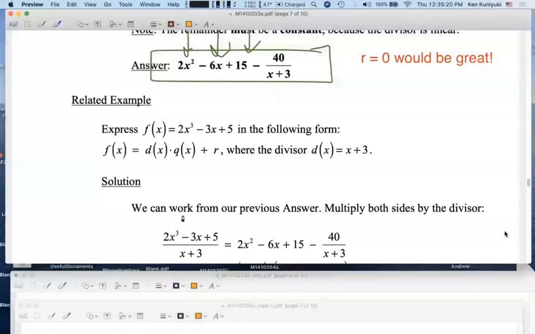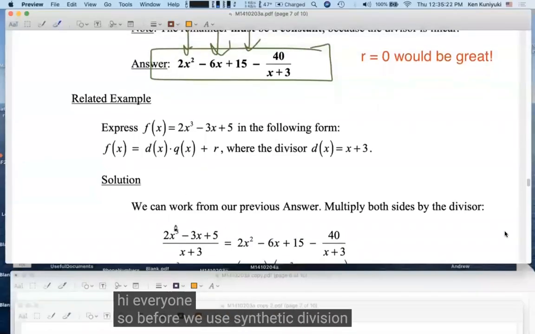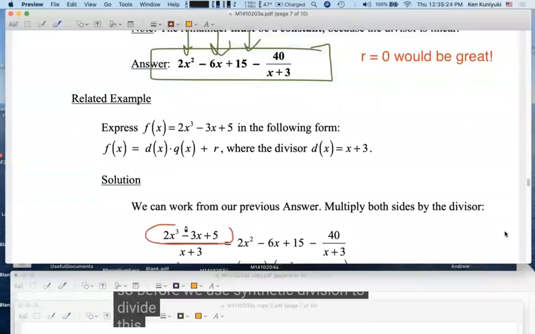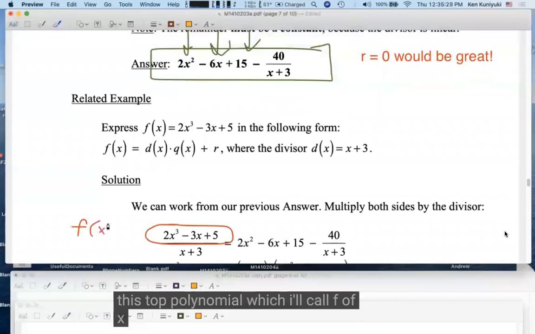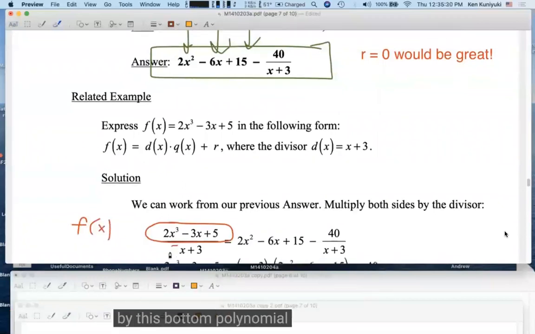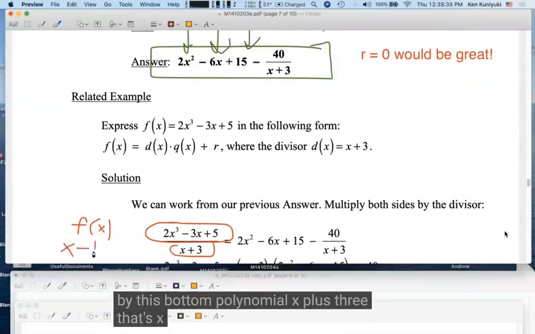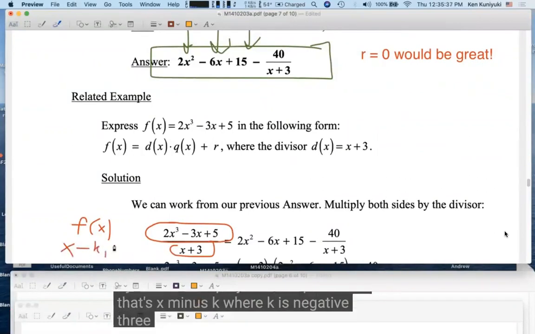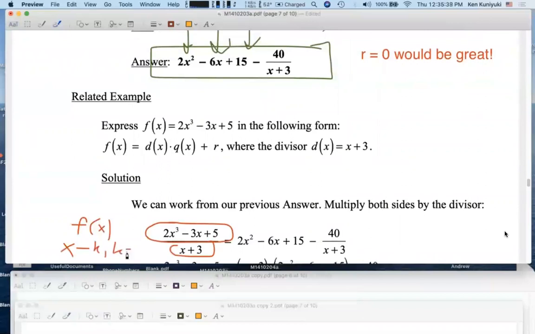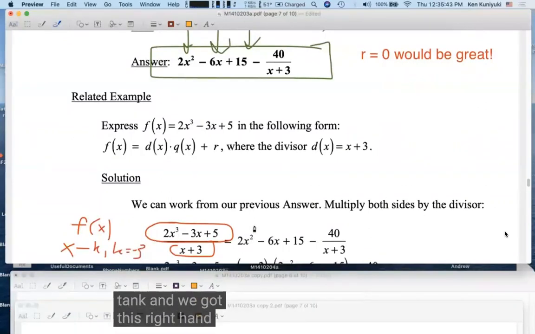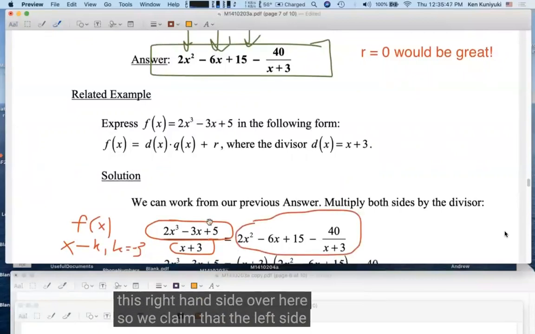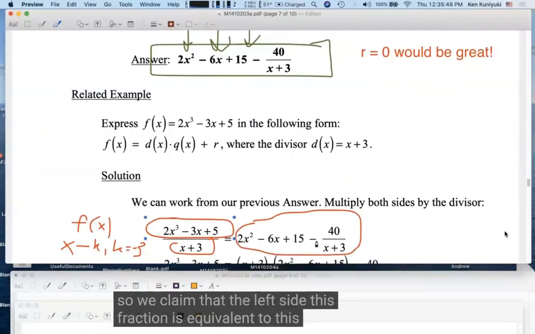Hi, everyone. So before, we used synthetic division to divide this top polynomial, which I'll call f of x, by this bottom polynomial, x plus 3. That's x minus k, where k is negative 3. That's the number we put in the dunk tank. And we got this right-hand side over here. So we claimed that the left side, this fraction, is equivalent to this over here.